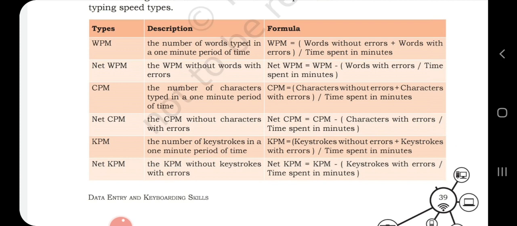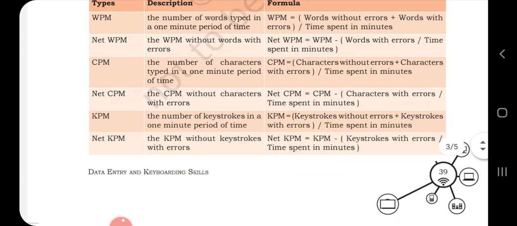Next one is net CPM. Net CPM is equal to the CPM without characters with errors. Its formula is net CPM is equal to CPM minus characters with errors divided by time spent in minutes. Next one is KPM. Its full form is keystrokes per minute. The number of keystrokes in 1 minute. Its formula is KPM is equal to keystrokes without errors plus keystrokes with errors divided by time spent in minutes.